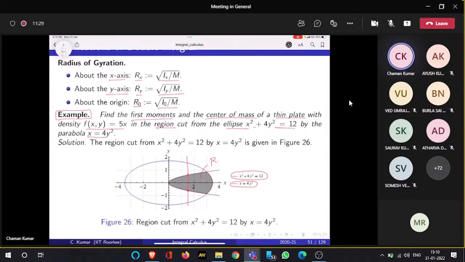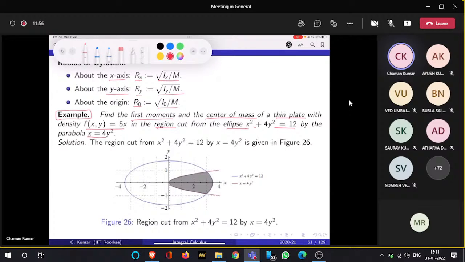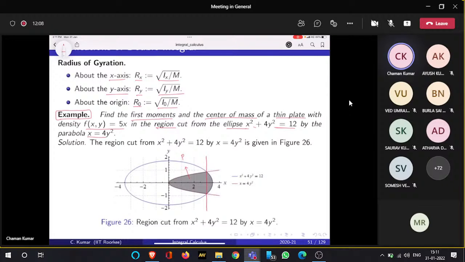But if you draw a line parallel to the y-axis at this position, the entry point is on the ellipse and the exit point is on the ellipse. Right? So that means you need to divide this region into two regions, and the division will be done at the point of intersection, which is this one. So the region R is divided into two parts.